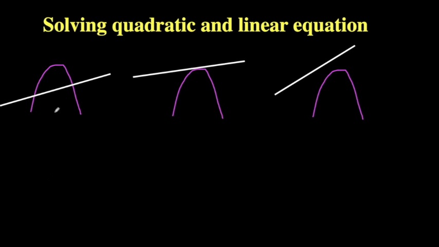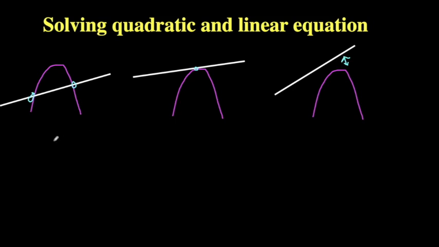Okay, so the first case is when the straight line will intersect at two positions, or when the straight line will just touch the quadratic curve, and the third one is like they will never intersect. Okay, so what will happen? What do you mean by these cases?